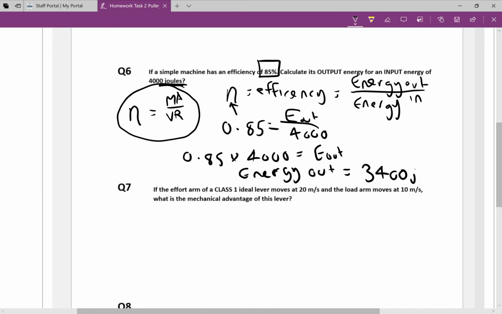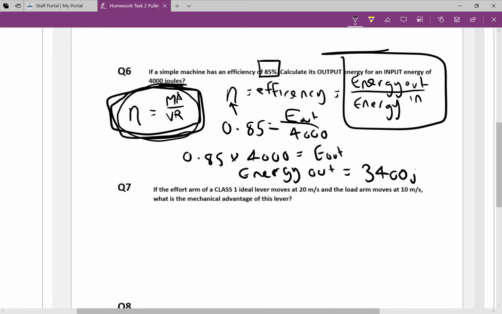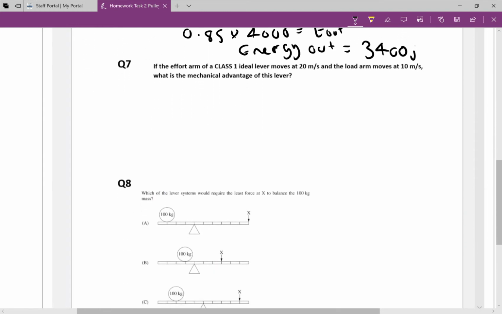So we've got two equations for eta, the efficiency. Now we've got MA over VR, and of course energy out over energy in. Okay, so just remember those two equations, because they will come in very handy at some point in time in your life, maybe next year in the HSC.